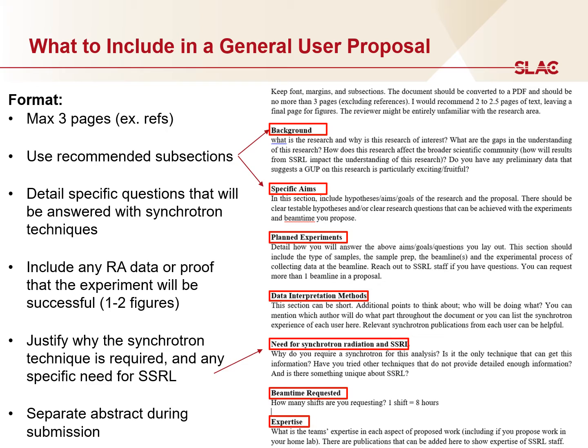General user proposals have a clear format to follow with recommended subsections. Users should state clear hypotheses and state specific questions that will be answered with the synchrotron techniques. Be clear which technique and which beamline you will use. Users can propose to use multiple beamlines of the same technique within the SMB resource, where the beamline capabilities slightly differ, but users collect complementary data. Lastly, if you have collected rapid access data, be sure to include the results within the GUP, which will show the synchrotron experiment will be successful.